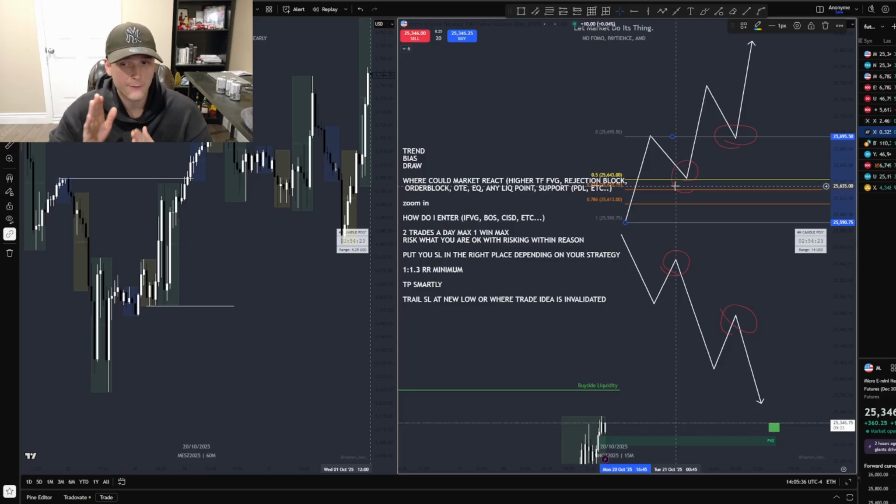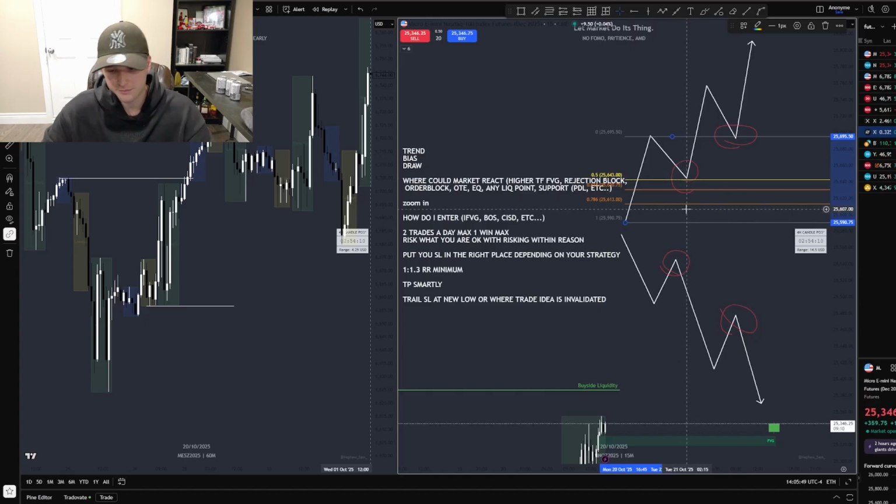I do this, and then from there, if there's a fair value gap, there's anything, perfect. But all I really need to see is equilibrium. I need the market to rebalance this leg. This is usually kind of where I enter. OTE is basically like the cherry on top if we can get there, right?